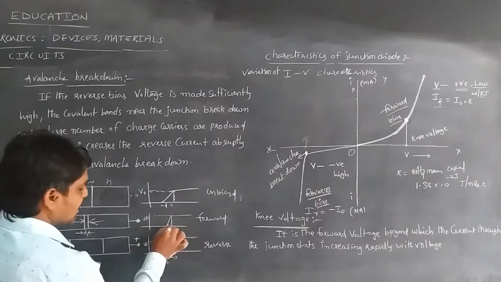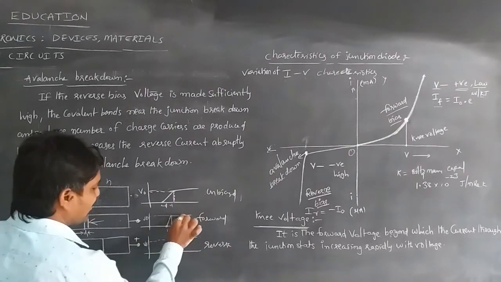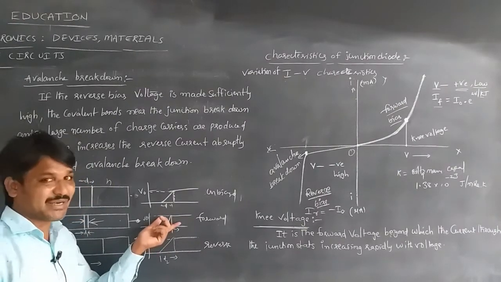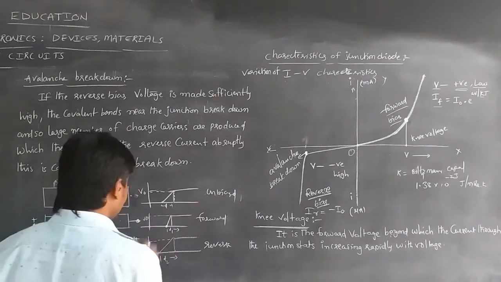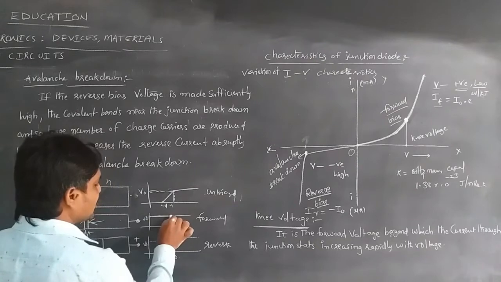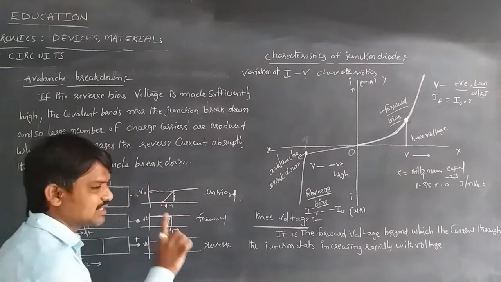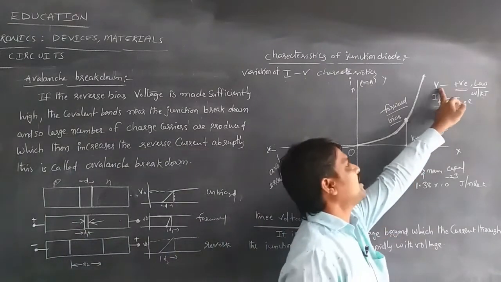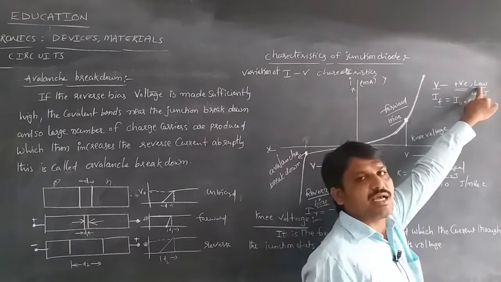So that's why there is a rapid increment of current here. This is the voltage, and after this voltage there is no further increment of voltage. So that's why in forward bias the voltage is positive, but it is low.